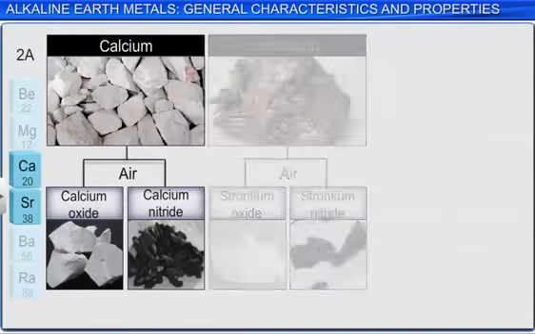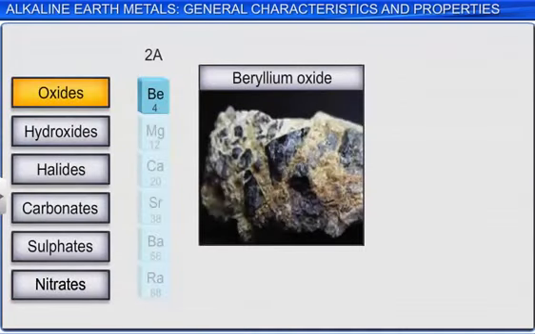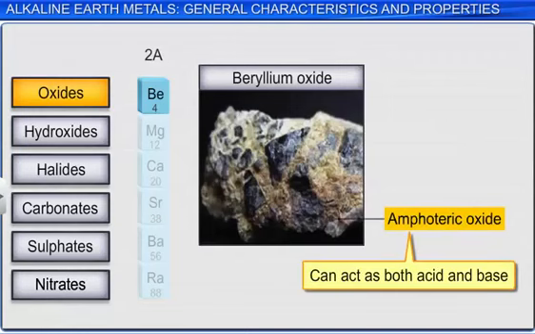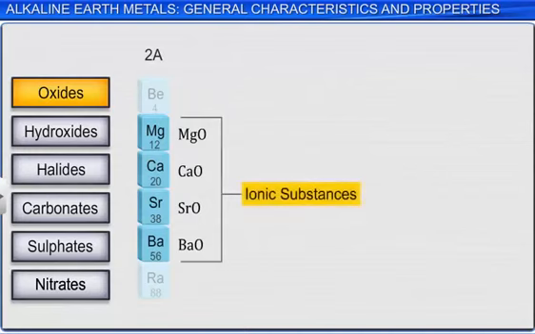Beryllium oxide is essentially covalent in character. It is an amphoteric oxide, meaning it can act both as an acid and as a base. The other group 2 metal oxides are essentially ionic substances, and the basic nature of oxides increases from magnesium to barium. With the exception of beryllium oxide, the group 2 metal oxides are basic anhydrides. This means that they react with water to form metal hydroxides.